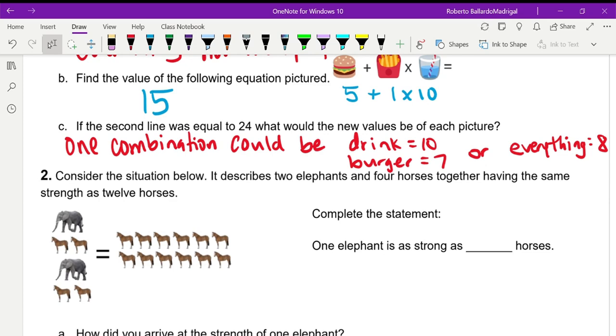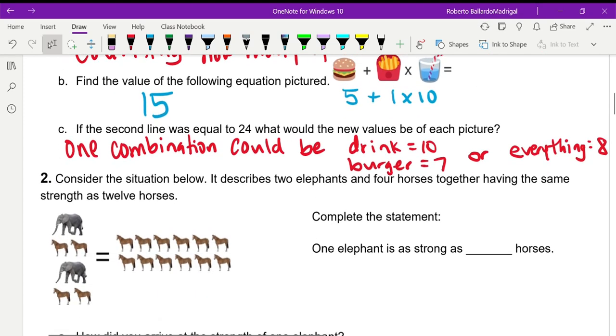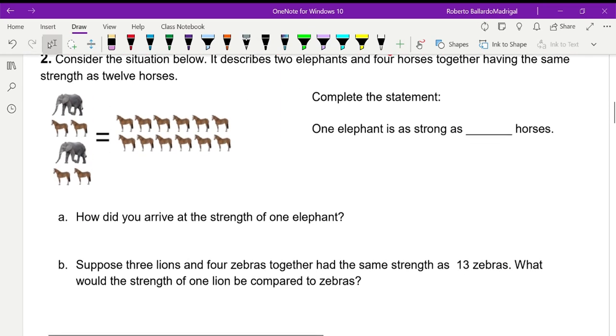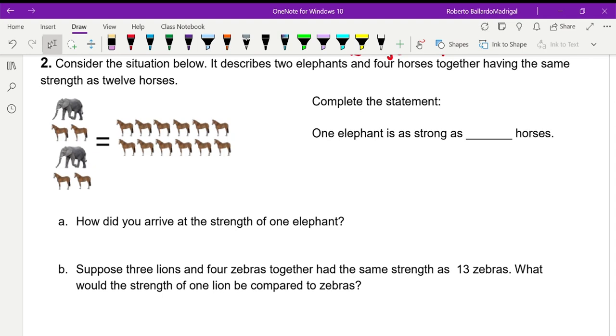Okay, we can move on to number 2 then. So you guys got some experience working with number 1. For number 2, I'm going to give you a little bit less time since you're only answering 2 parts. So you want to consider the situation below. You have 2 elephants and 4 horses working together, and we're saying that 2 elephants and 4 horses working together is the same as 12 horses working together in terms of strength. All right, so you and your team are going to determine the strength of 1 elephant. All right, take 4 minutes and see if you guys can figure this one out. Time starts now.